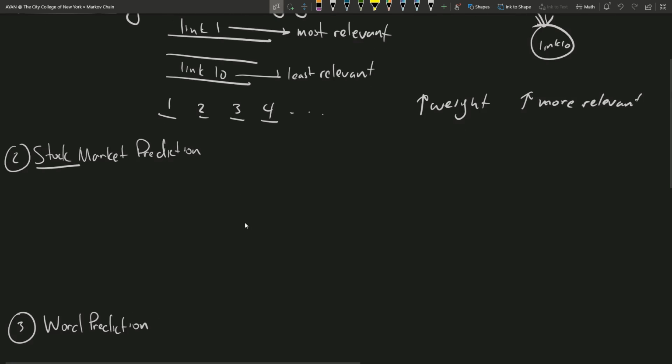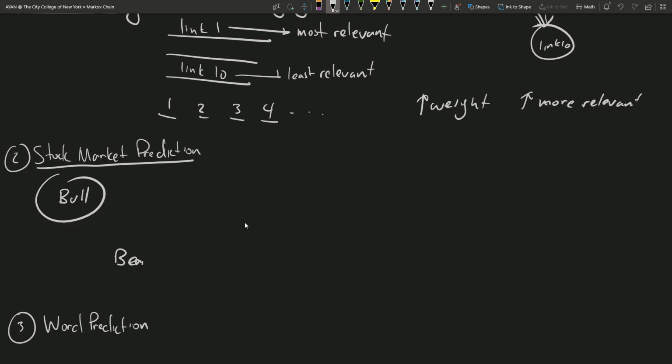You have stock market prediction. For anyone who has invested in stocks, I'm sure you have heard the terms such as bull, bear, and stagnant. Let's define these terminologies for those who haven't. So let me draw this diagram. I'll get back to it to explain what this means.